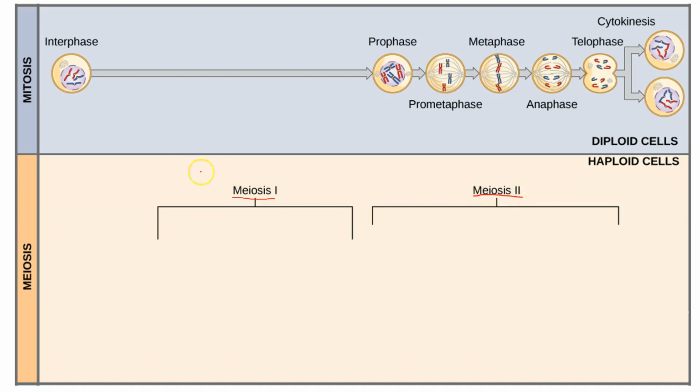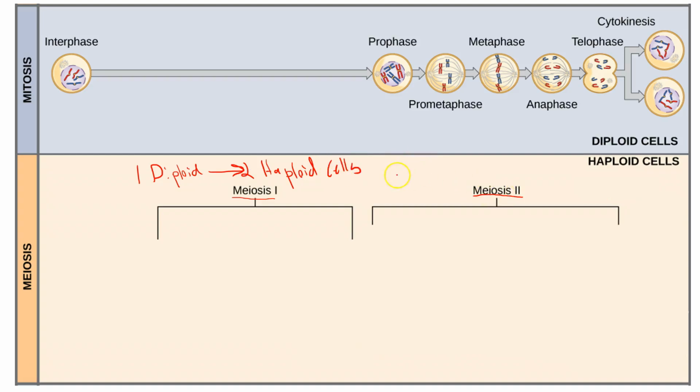And in meiosis 1, this is kind of the big interesting step where the cell goes from diploid to haploid. So basically, one diploid cell is converted to two haploid cells.